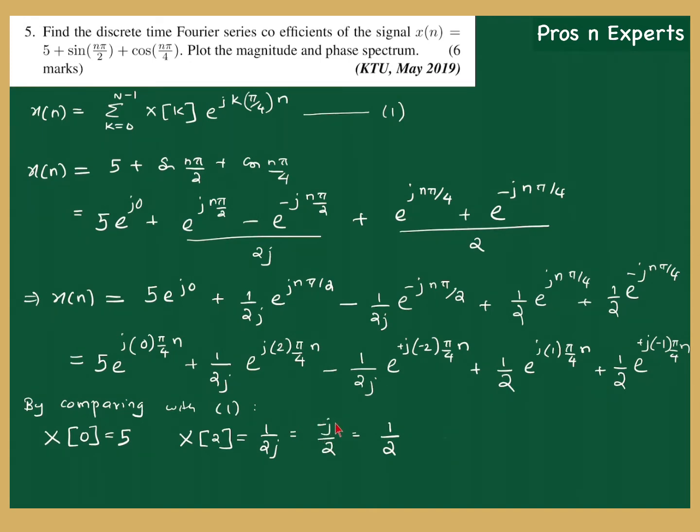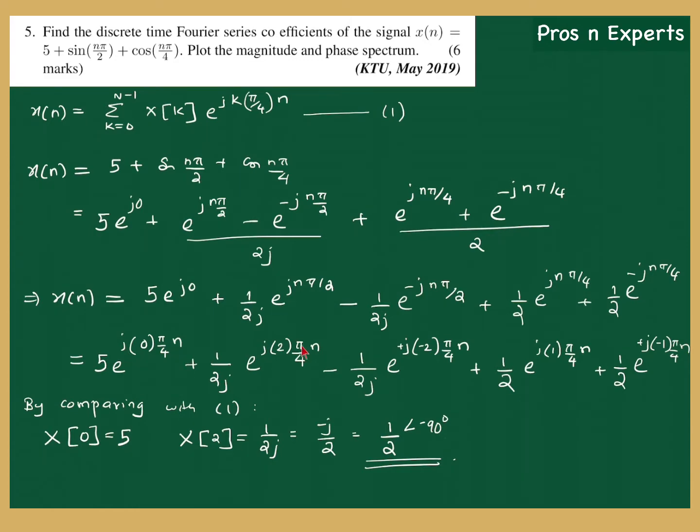And what is minus j? Multiplying a scalar by minus j means you are rotating it by minus 90 degree. A scalar always lies at 0 degree, so multiplying by minus j means you are rotating it by minus 90 degree. So the magnitude is 1 by 2 and the phase is minus 90 degree. So that is x of 2. X of 2 is 1 by 2 angle minus 90 degree.